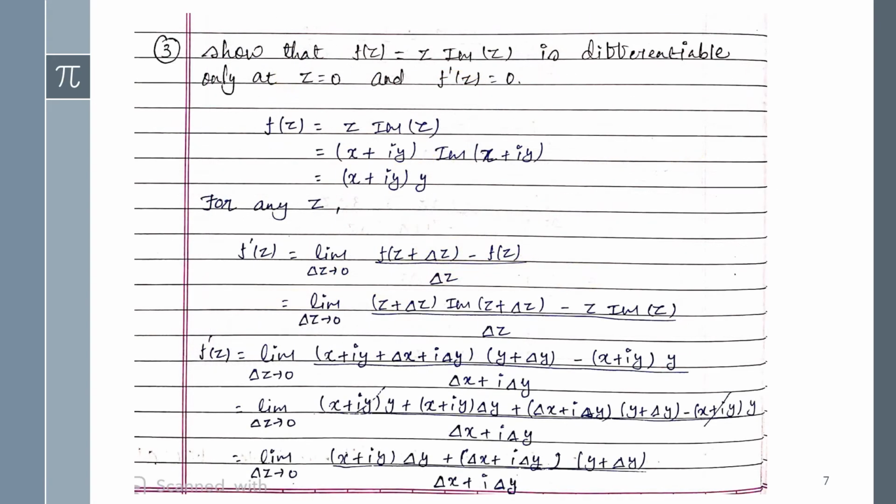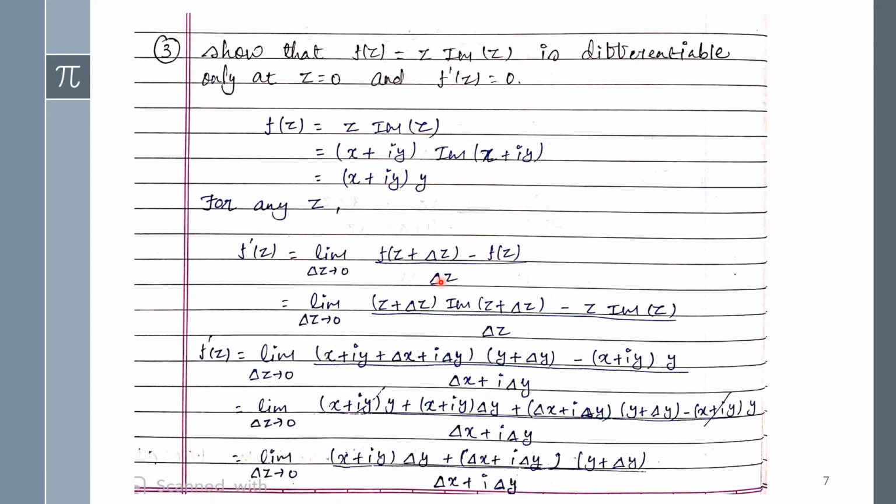So now we are doing one more example, and the question is given: show that f(z) = z times the imaginary part of z is differentiable only at the point z0 = 0 and f'(0) = 0. So here you have to show the given function is differentiable. Okay, we will see, there is given one point and also a function.